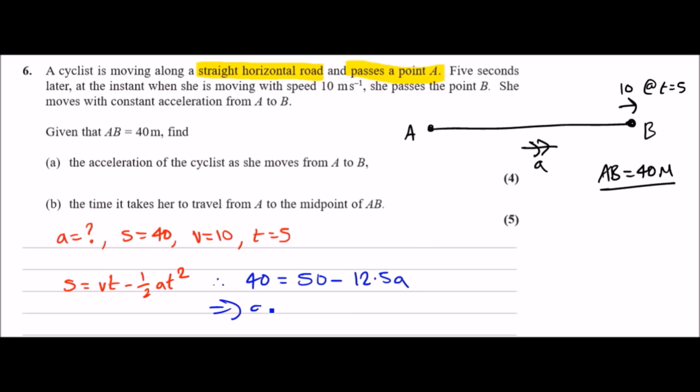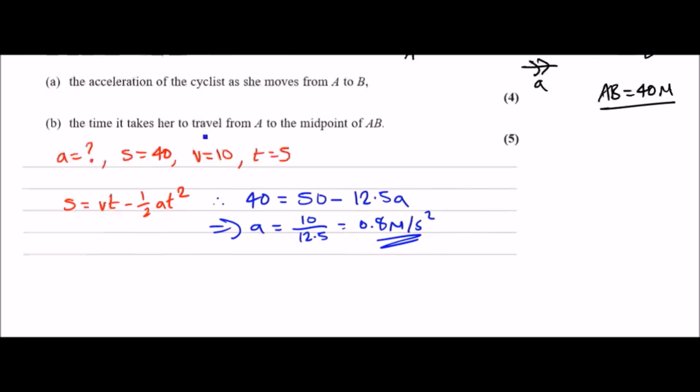So A should be, plus 12.5 across, subtract 40. You should have something like 10 over 12.5 if you rearrange it correctly. And this should give you 0.8 meters per second squared. And that should be the correct answer. Now let's move on to part B.